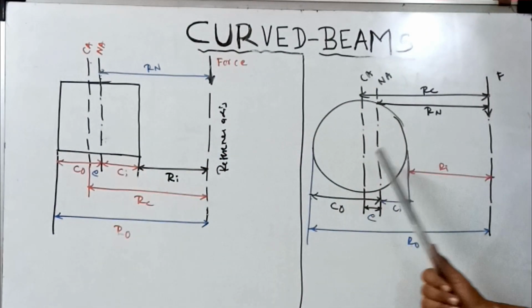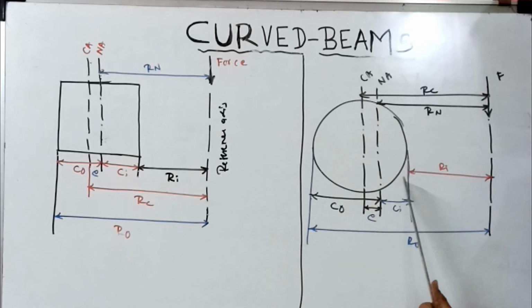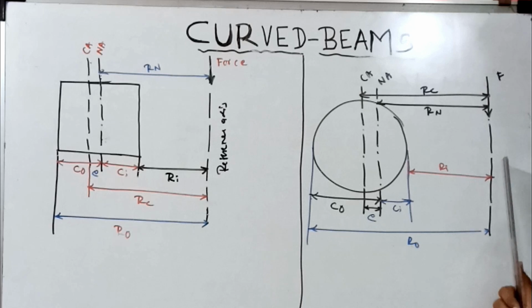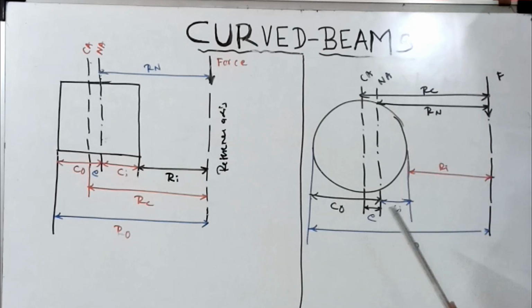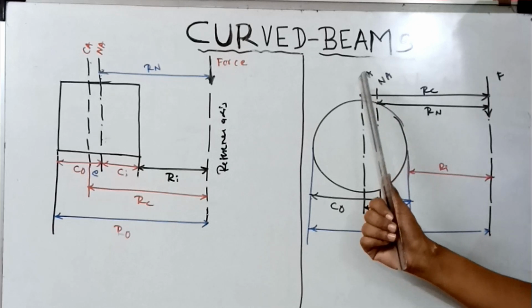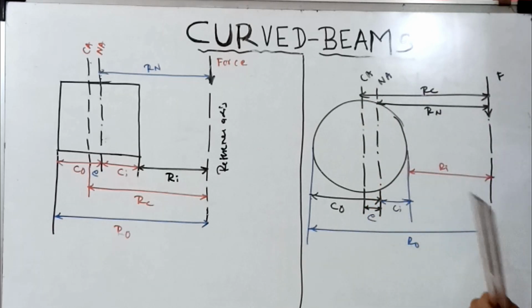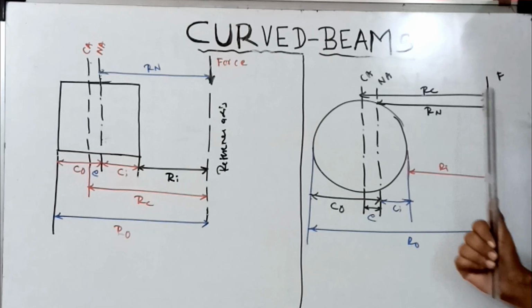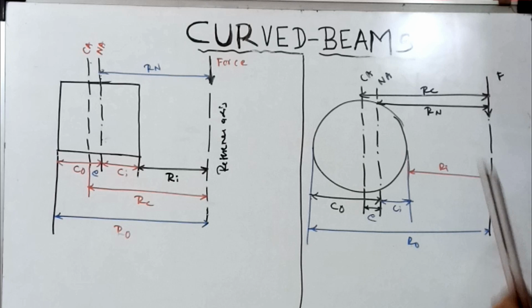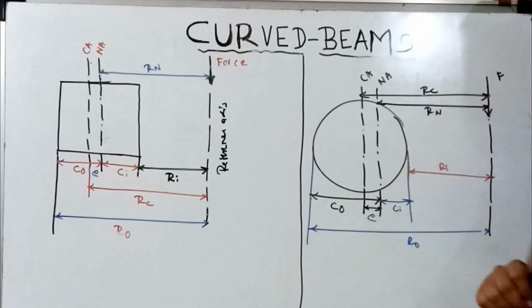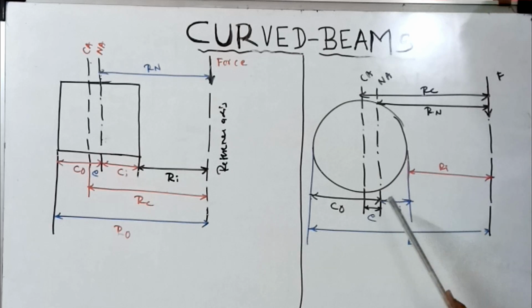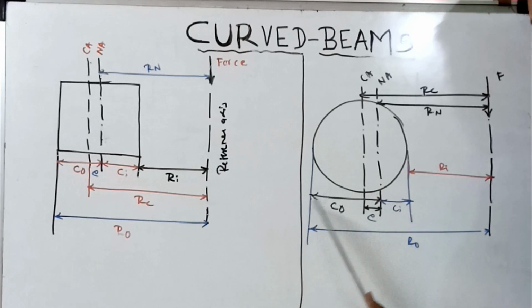In the circular cross section, we are taking the diameter. In the same way, the distance of the reference axis with respect to the inner fiber is called Ri. The outer fiber with respect to the reference axis is called Ro. The distance of the centroidal axis with respect to the reference axis is called Rc, and the distance of the reference axis with respect to the neutral axis is called Rn, and the difference between Rc and Rn is called the eccentricity e. The distance of the inner fiber with respect to the neutral axis is called Ci, and the outer fiber with respect to the neutral axis is called Co.